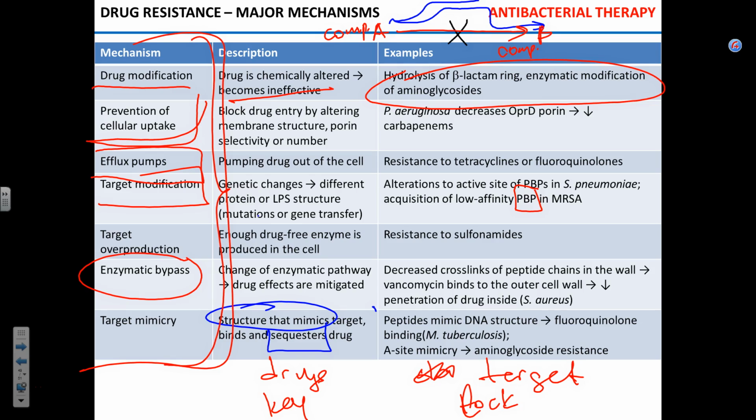Does that make sense? How would I word the question? Pseudomonas aeruginosa produces a molecule to which, I don't know, carbapenems irreversibly bind. This molecule looks like penicillin binding protein, but it is not one. So what is it? Efflux pump? No. Cellular uptake inhibitor? No. Drug modification? No. Drug is not changed. Target mimicry? Yes. Okay? Does that make sense?